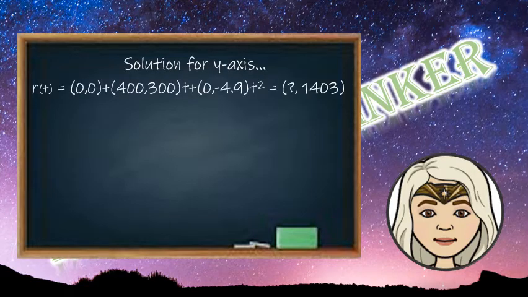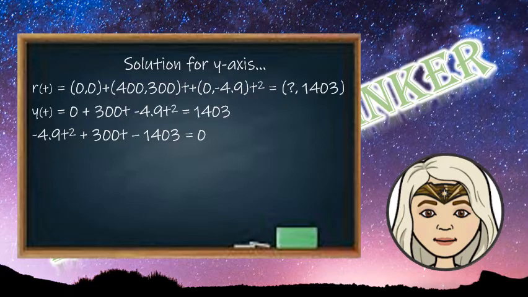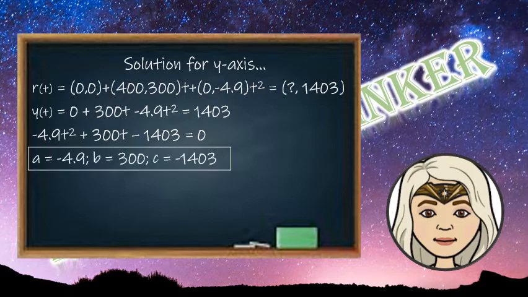R at t equals 0, (0, 0) plus (400, 300)t, plus (0, negative 4.9 t squared), equals (an unknown distance, 1,403). In the x-axis, we were left with the same equation from the previous episode, but in this case, the time t will be different. To find what time it is in this problem, we will solve the equation in the y-axis. Negative 4.9 t squared plus 300t plus 0 equals 1,403, so negative 4.9 t squared plus 300t minus 1,403 equals 0. A equals negative 4.9, B equals 300, C equals negative 1,403.